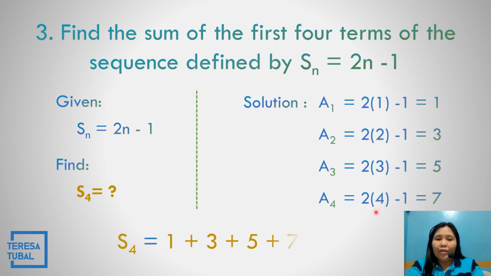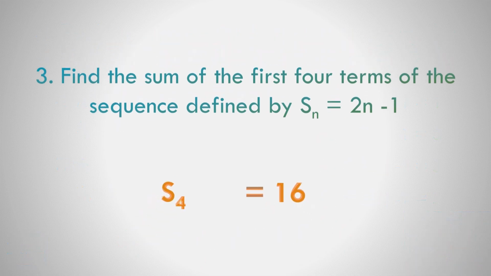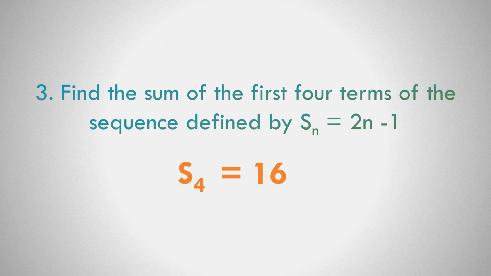If we get the total, the sum of the first four terms of the sequence, the first term is 1, the second term is 3, the third term is 5, the fourth term is 7. If we get all the total, 1 plus 3 is 4, 4 plus 5 is 9, 9 plus 7, that is equal to 16. The sum of the first four terms of the sequence is equal to 16.